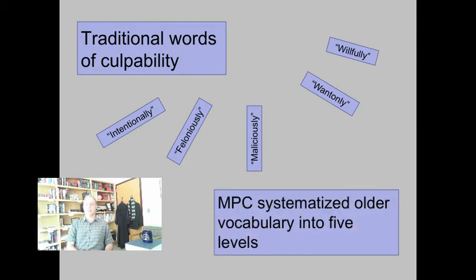What we have in the Model Penal Code is an effort to systematize this, to pull all these words together, to give them some kind of consistent meaning, and to place them into some kind of hierarchy. So we're going to step through the 4 levels of culpability, 5 if you count strict liability, and get a sense of what each of those mean. So let's start moving through the Model Penal Code categories.